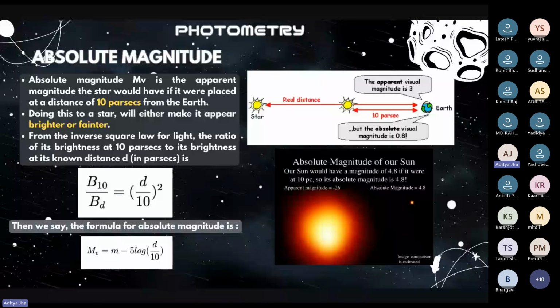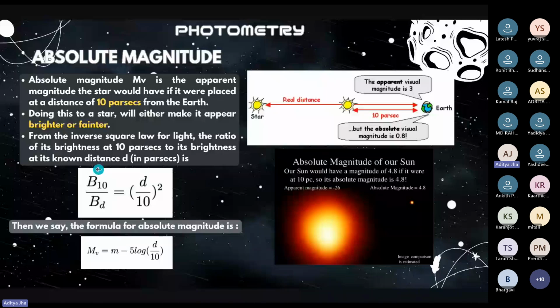their fluxes or brightness values that you're receiving depend on the distance they are from us as well, because the further it is, the fainter it will appear. But if you put them all at 10 parsecs distance from the Earth, then you can compare their brightness values in a fairer way.